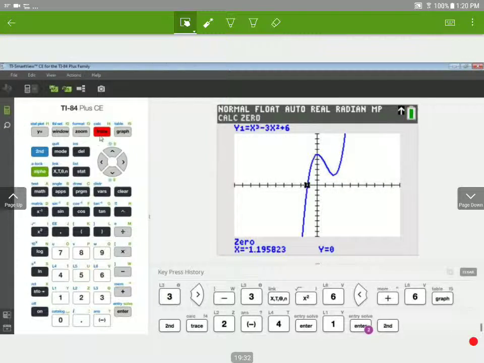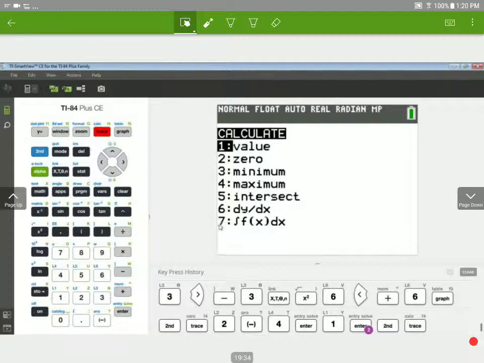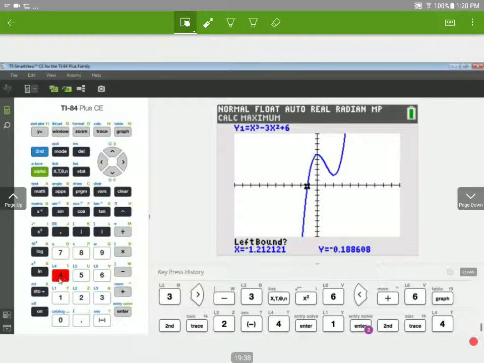Maximum. So which one do you think we're going to use? 4. I knew y'all could catch on to this. All right, and then it asks for a left bound and right bound again.